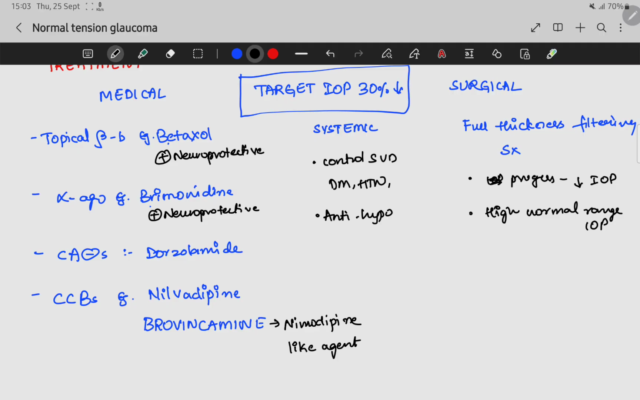So we can perform antimetabolite-enhanced trabeculectomy with or without mitomycin C in order to achieve it. So this is a better option for achieving the target IOP. Laser trabeculoplasty, SLT, can be used, but argon laser trabeculoplasty is not much useful.